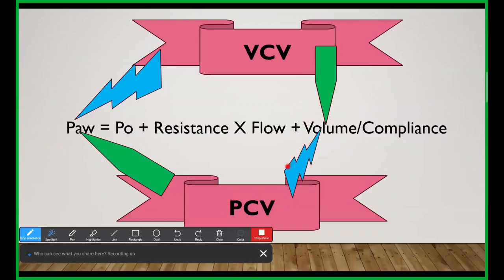So how does it act? When pressure changes, it directly acts on your resistance and your compliance. Whereas when the volume changes, it directly acts on the flow of air to the patient.